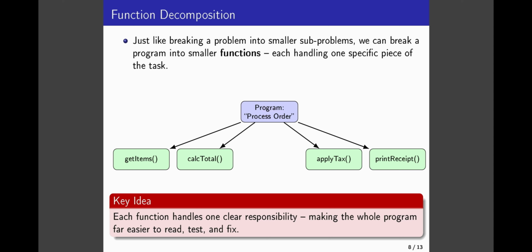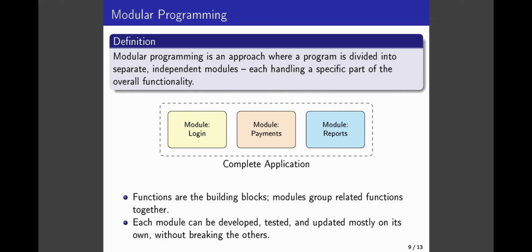Instead of writing one giant block of code, we break it into 4 separate functions: get items, calc total, apply tax, and print receipt. Each one handles exactly one clear responsibility. So each function handling one clear responsibility makes the whole program far easier to read, test, and fix. If something goes wrong with the tax calculation, you know exactly where to look. That's how function decomposition works.